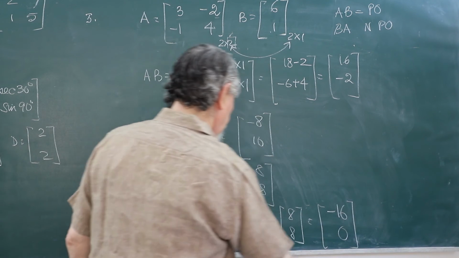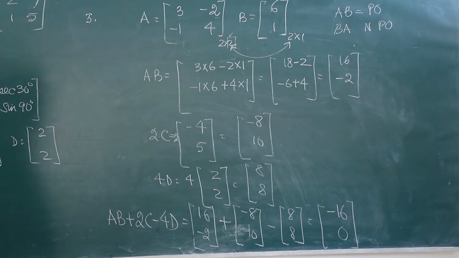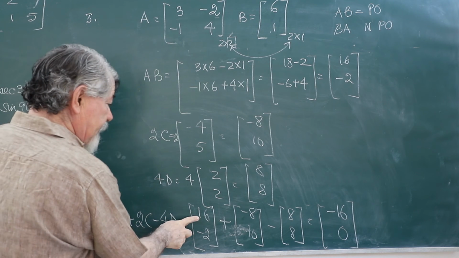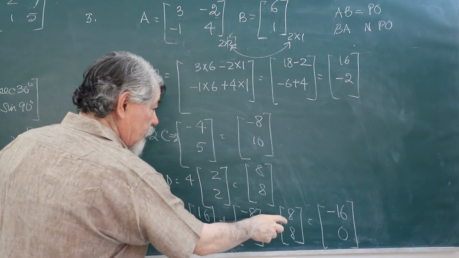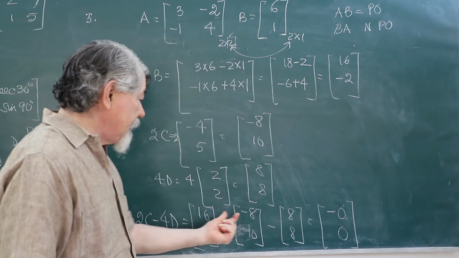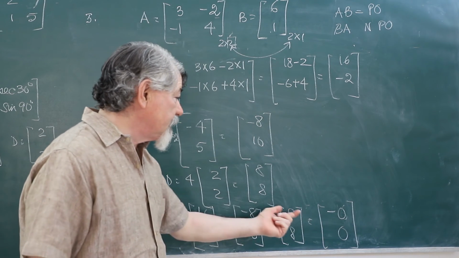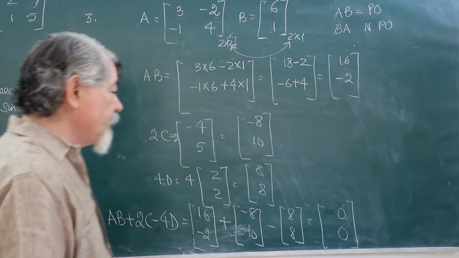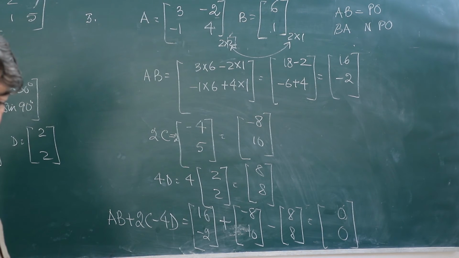So you have the matrix like this. 16 minus 8 is 0, and it is also minus 8, so it is 0. It is 16 and it is minus 16. So 16 minus 16 is 0. So 0, 0 will be your matrix.